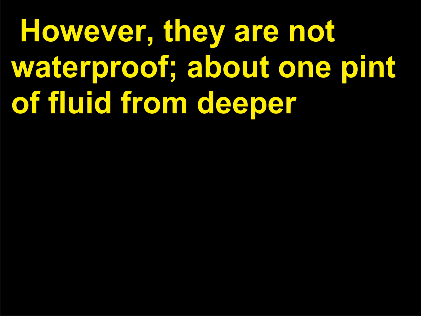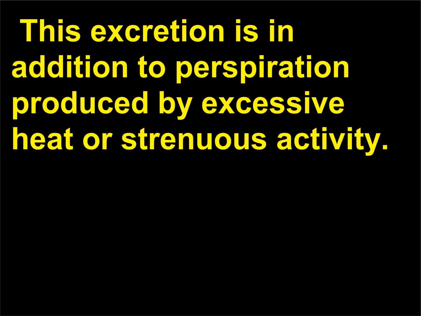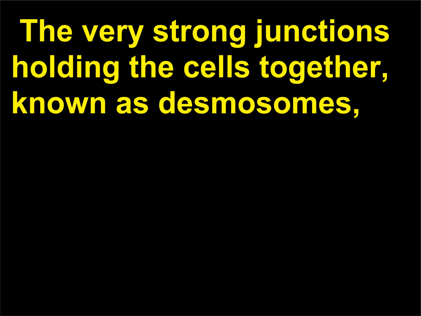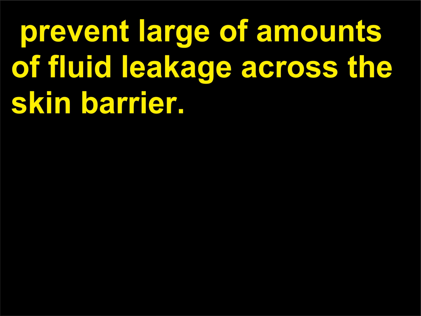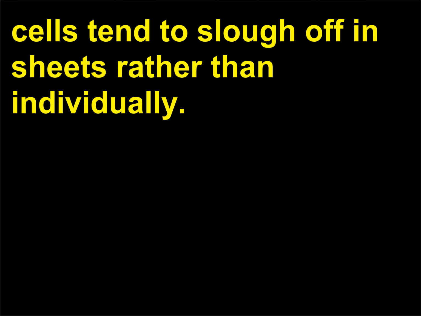About 1 pint of fluid from deeper tissues leaks through the skin's surface every day and evaporates. This excretion is in addition to perspiration produced by excessive heat or strenuous activity. The very strong junctions holding the cells together, known as desmosomes, prevent large amounts of fluid leakage across the skin barrier. The linkages are so efficient that the epidermal skin cells tend to slough off in sheets rather than individually.